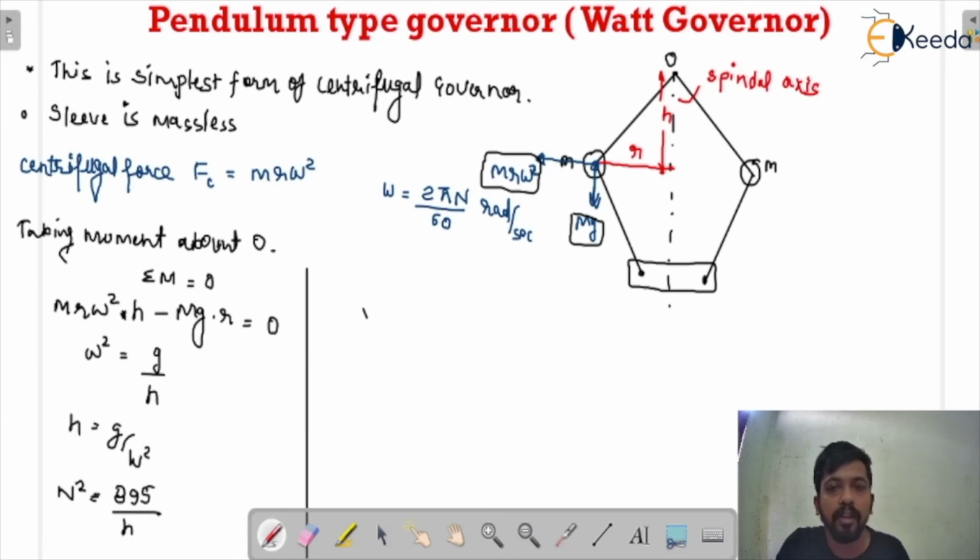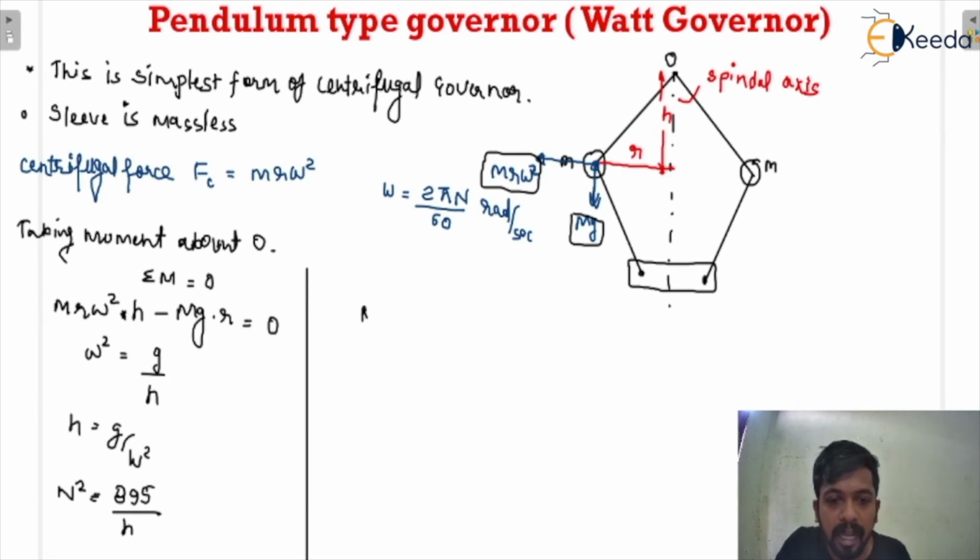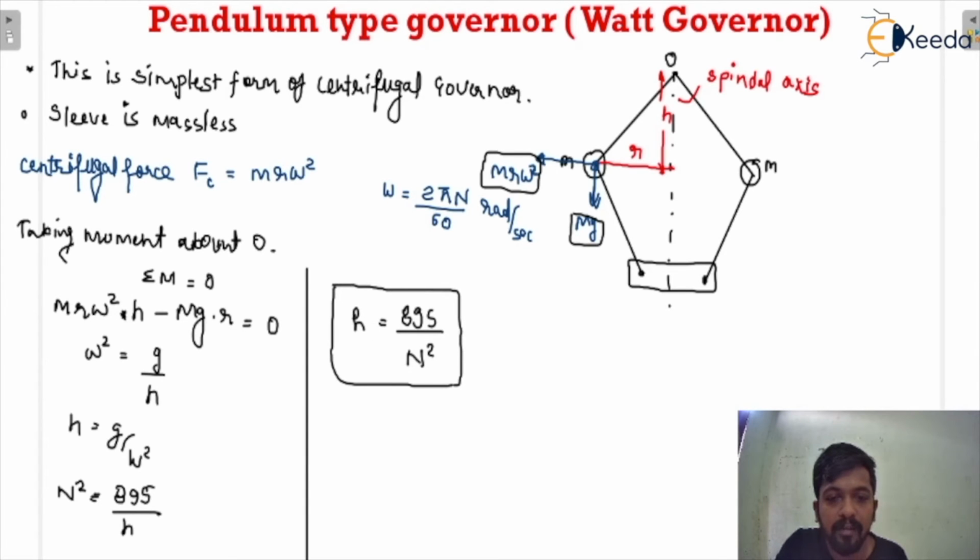The general formula for the watt governor, you must remember directly, because questions come directly in the examinations. You just have to put the formula and get the answer, N square. So that is the value of the height of the governor, but this is only for the watt governor. This is the formula for finding out the speed and the height of the governor.